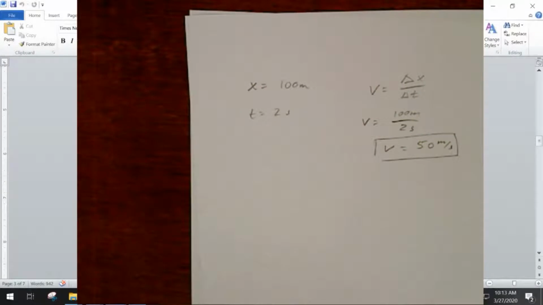Again, this only is going to be used when you're dealing with objects traveling at a constant speed, if you're just trying to find an average speed of an object.